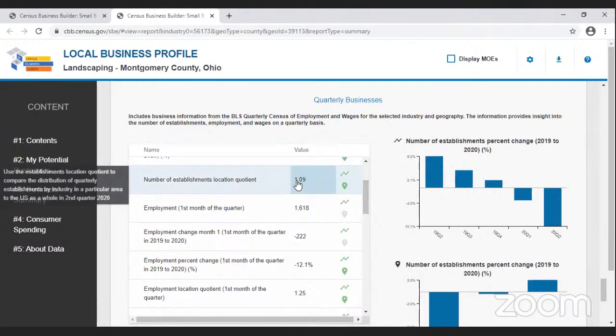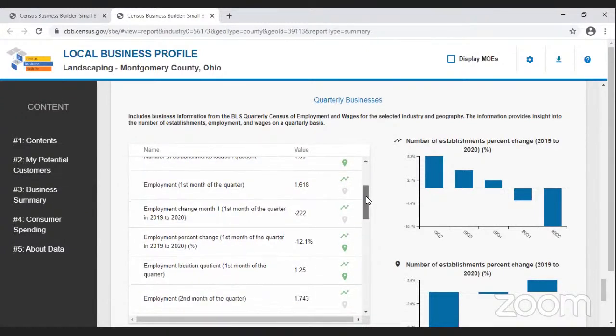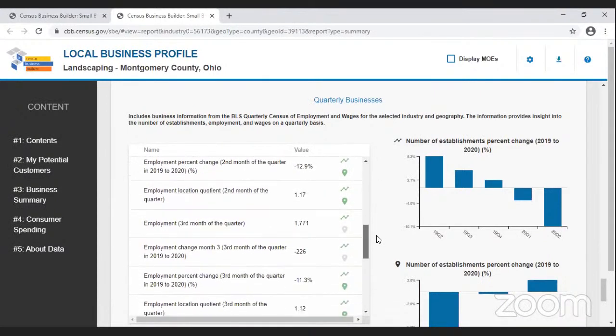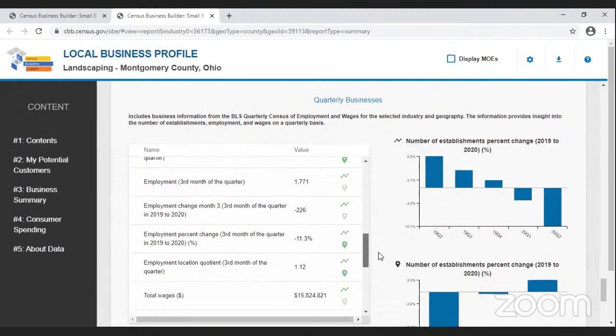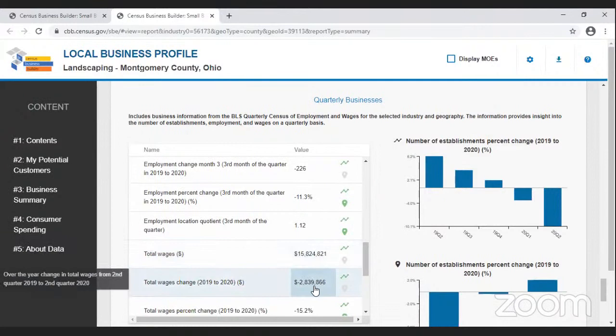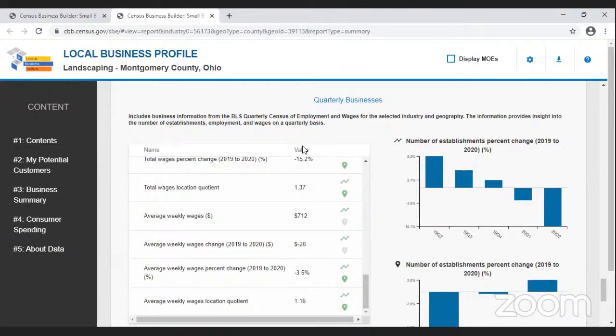So, the landscaping business is a little bit higher in Montgomery County than it is in the United States, as indicated by the location quotient. And then you've got employment changes, all sorts of employment data. And then total wages went down, you can see in the past year. Average weekly wages.